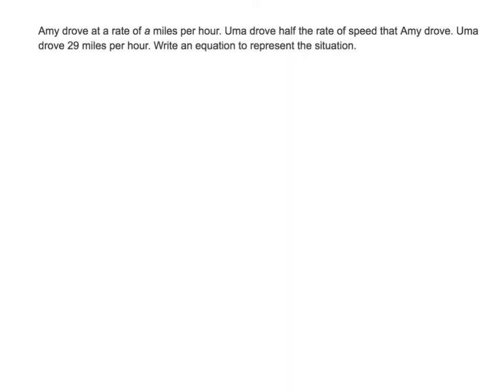All right, let's try another real-world scenario. This one says Amy drove at a rate of A miles per hour. Yuma drove at half the rate of speed that Amy drove. Yuma drove 29 miles per hour, and we want to write an equation to represent the situation. So I'm going to start this problem just like I will with any problem by writing down what I know, okay? And I know that Amy is A. The first sentence says that we're representing her speed with A miles per hour.